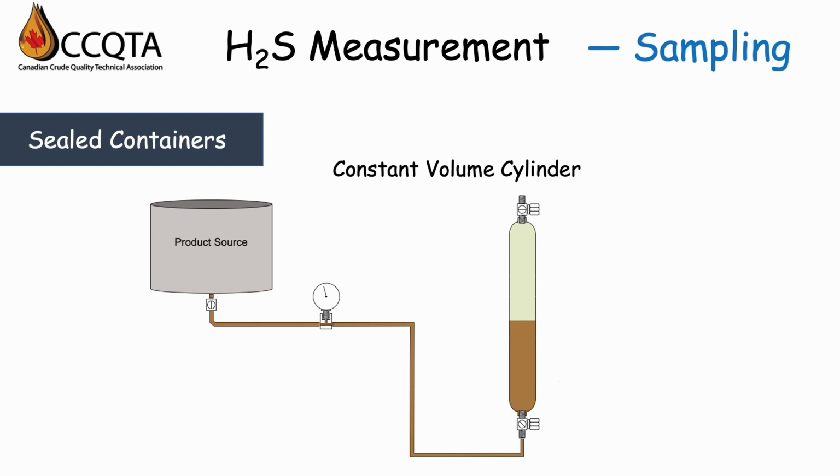One thing to note is that H2S tends to stick to stainless steel, reducing the apparent concentration of H2S in the sample. Aluminum cylinders are more suitable for H2S samplings. This tends to be more of a problem for gas sampling as opposed to liquid sampling.